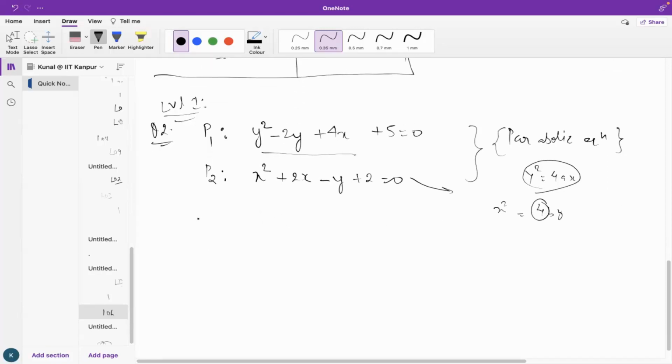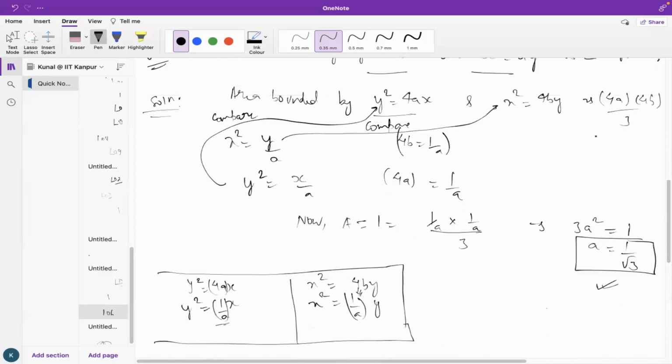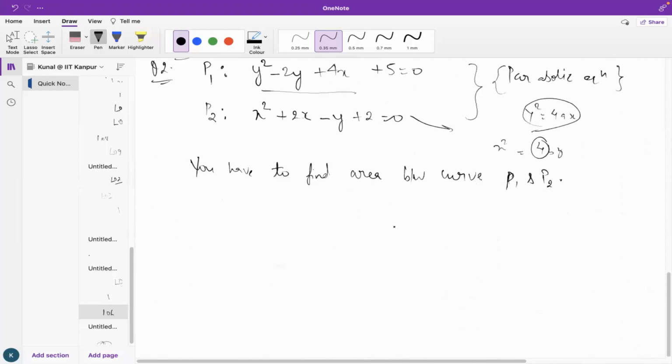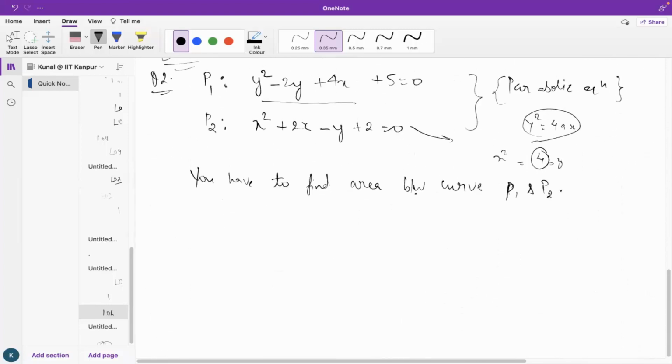And what you have to find is the area between curve P1 and P2. So first you have to convert these equations into y square equal to 4x and anything. And then you have to just multiply the coefficient of x and coefficient of y and divide it by 3. So this is our area. We proved this yesterday, which will look like that: product of latus rectum by 3. Okay? So now let's move on to the next part.